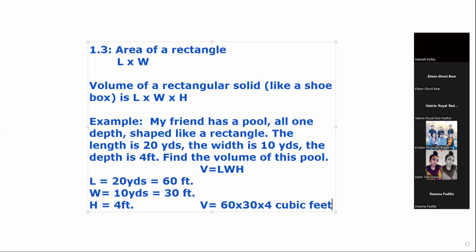Anybody want to tell me that answer? You can. Jumping right in with it, huh?